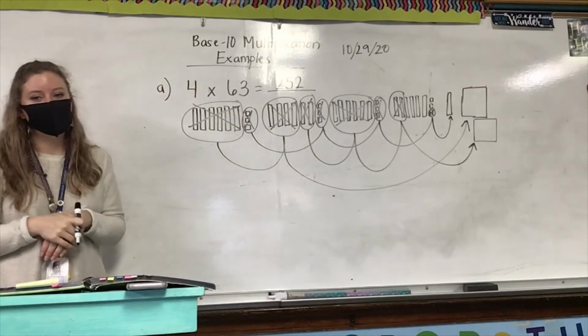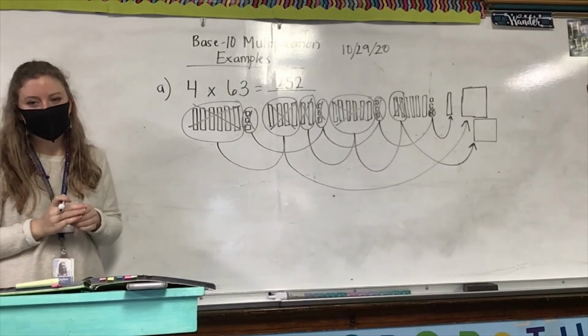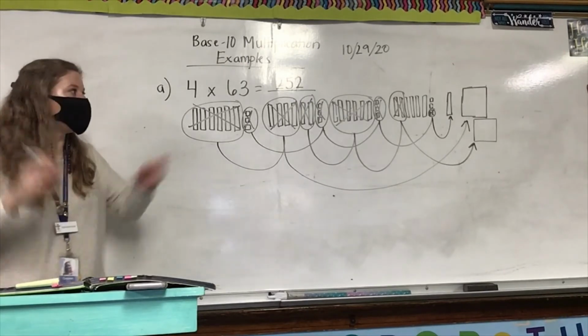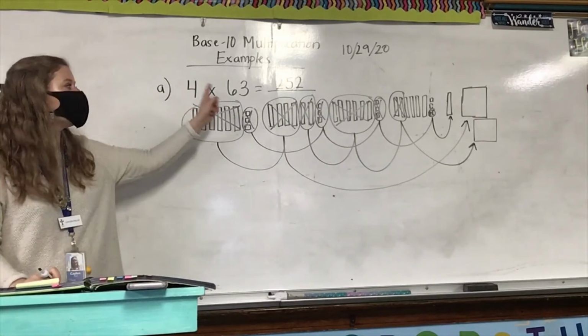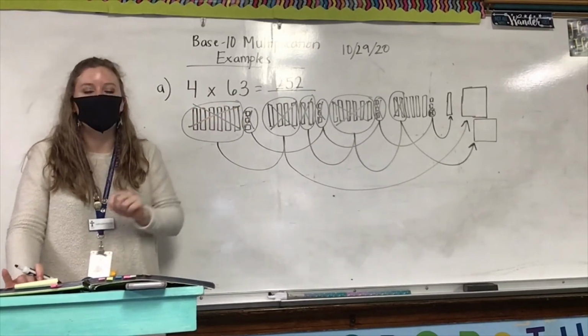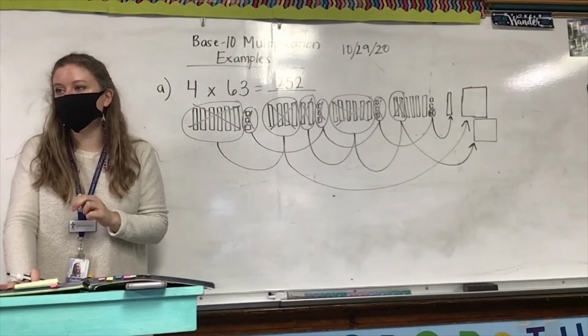Zari, do I have any more steps? She's just behind her. No, her internet's behind. So that means, class, 4 times 63 is what? 252.